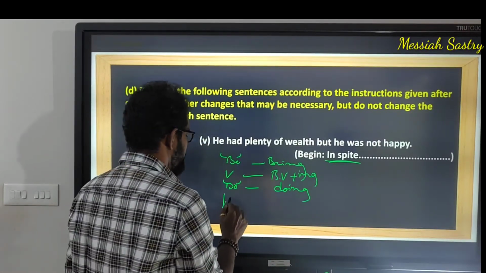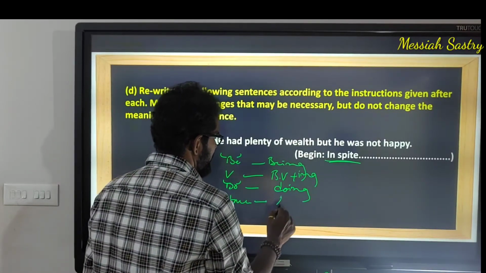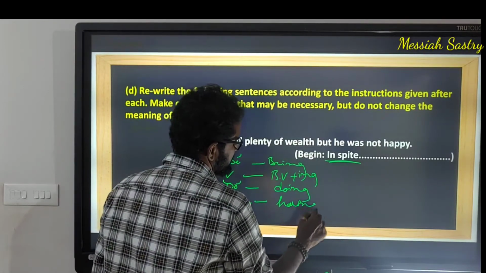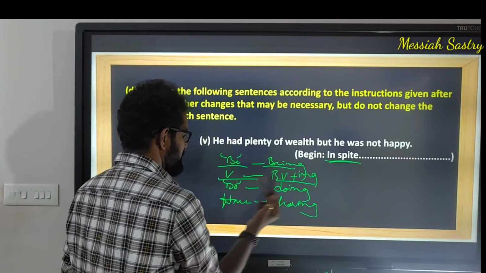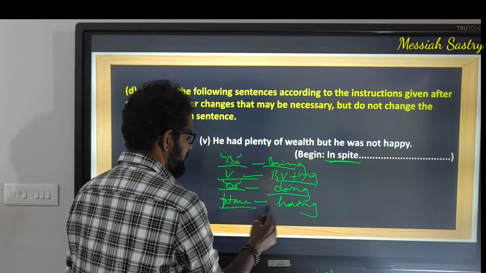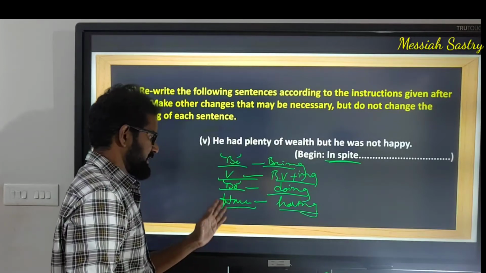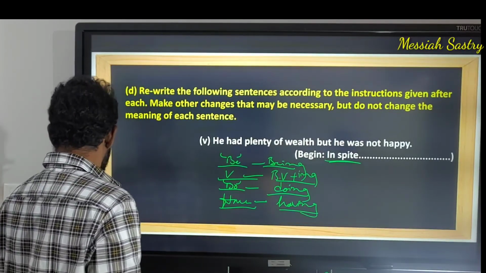Suppose if there is a have form, use having after in spite of. So be form: being; base form of the verb: doing; have form: having. Have forms: present have, has; past had. So let us see now.